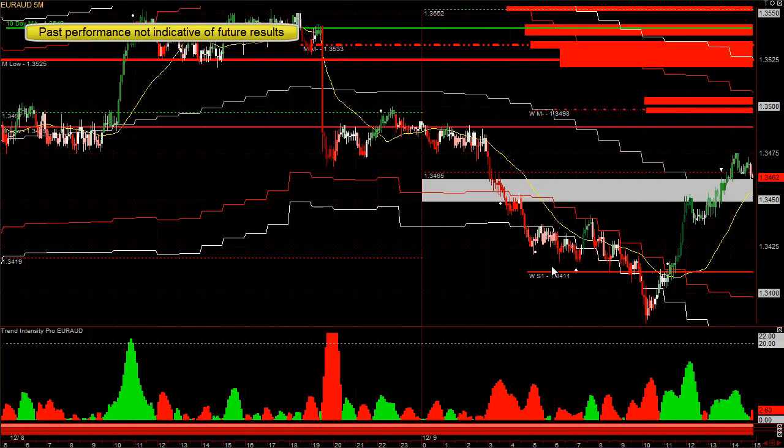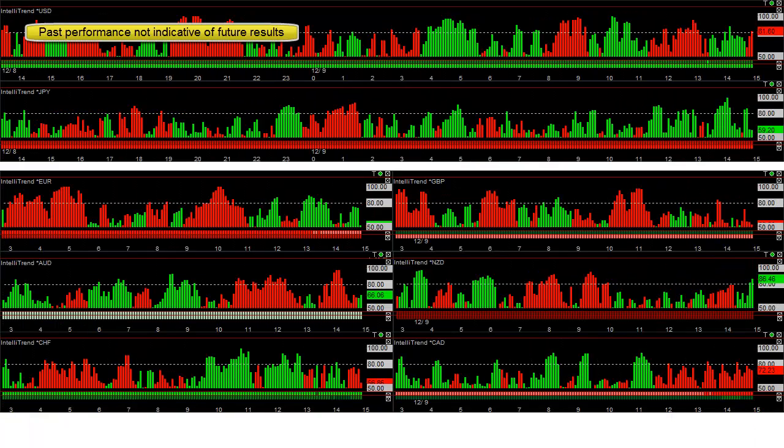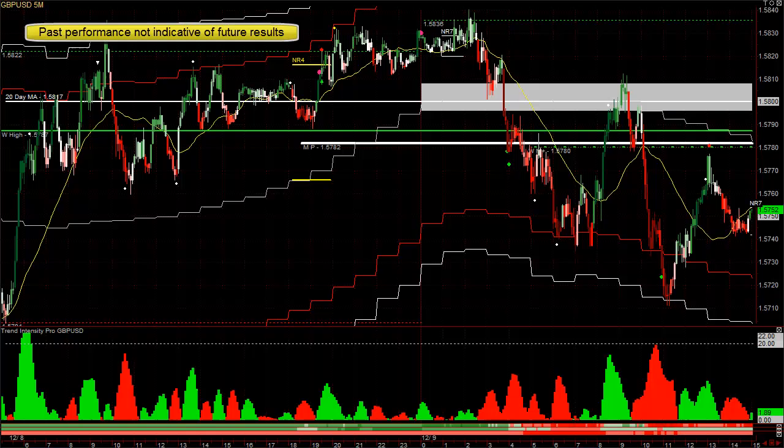And if you missed the first move, you might have shorted this first little counter trend move here, and the market fell another 50 pips. Other than some of the strong and weak pairs, today was a pretty dead day. We can go through and look at some of the other currencies here.